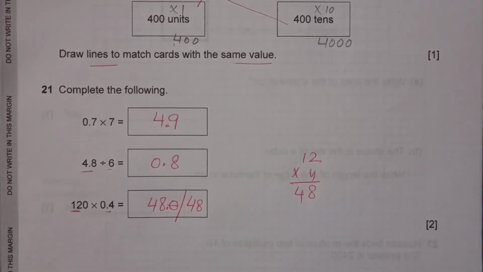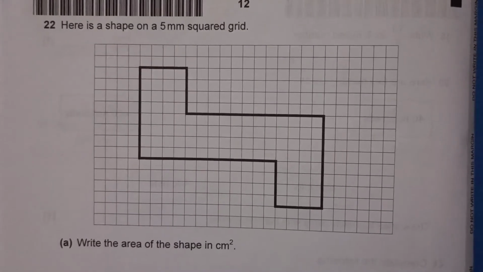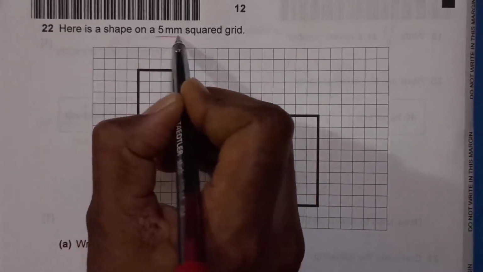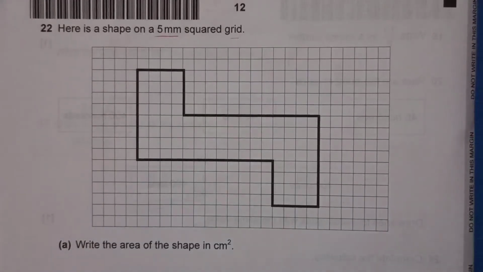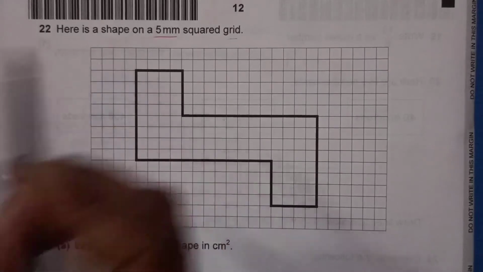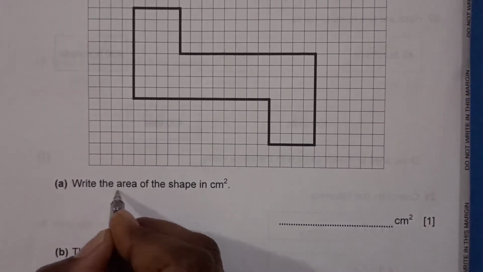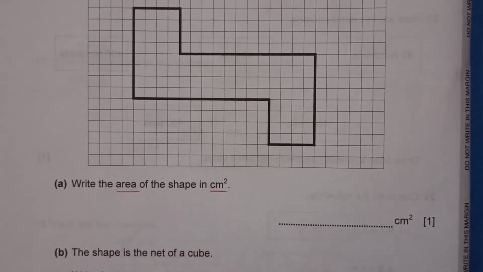So that was question number 21. Question 22. Here is a shape on a 5 millimeter square grid. So this grid is 5 millimeters. So the question is, write the area of the shape in centimeter squares.